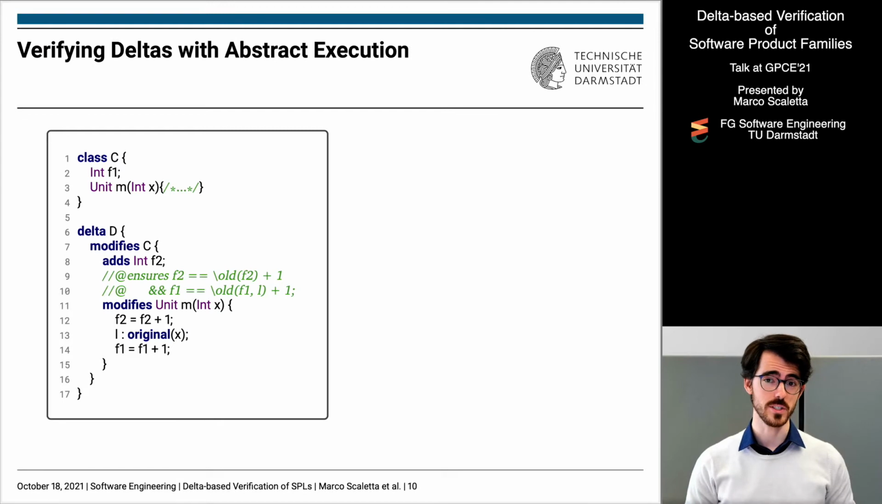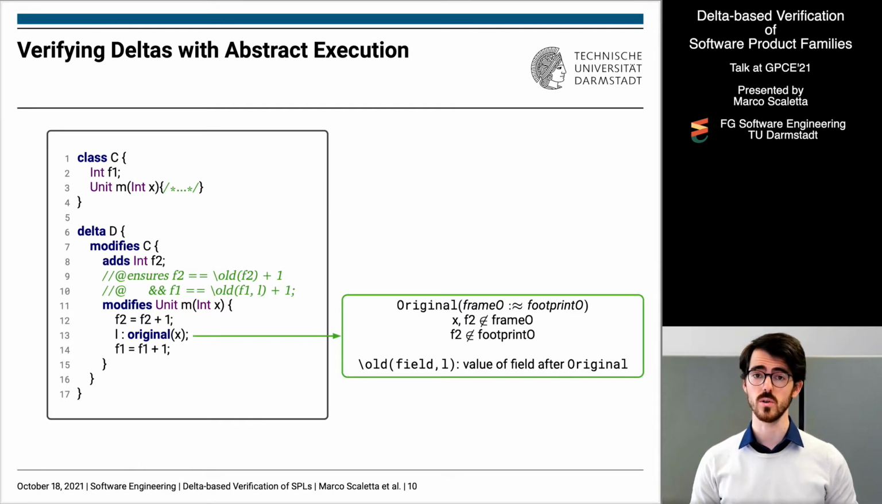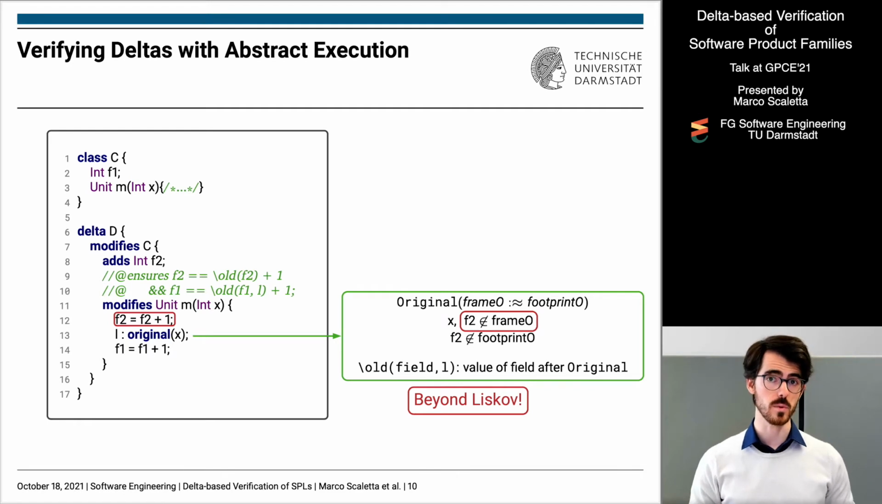The idea now is to use abstract execution to represent original calls as abstract statements. In this way, we have to deal with a single abstract program instead of a set of methods that are represented by the original call. Doing so, we are also able to go beyond Liskov, because with Liskov, we are not allowed to include new fields inside the frame of a modified method.